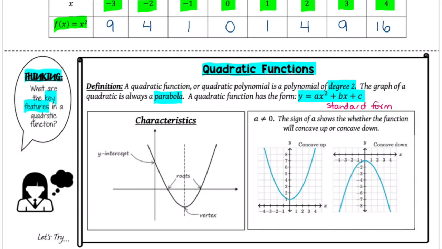Some of these special characteristics, or the key features as we will identify them, are: we will need to identify the y-intercept, which is always going to be (0, y). We will need to identify the roots, also known as the x-intercepts, and those points are always (x, 0). We will need to identify the vertex and also this dashed line that passes through the vertex. So I'll start with that one. This dashed vertical line is known as the axis of symmetry.